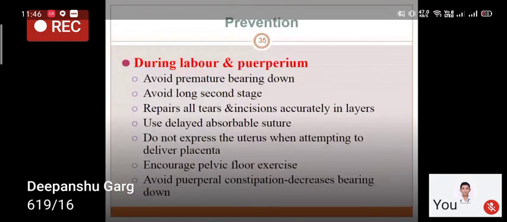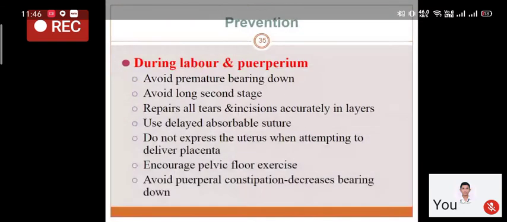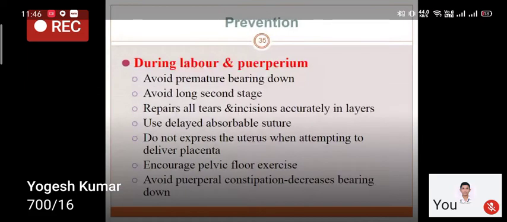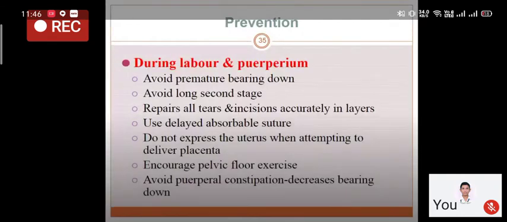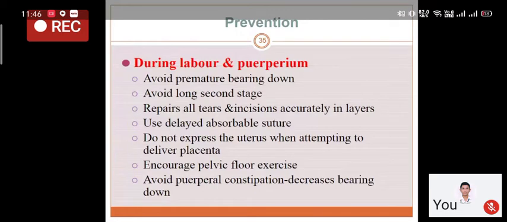Avoid puerperal constipation, decreasing bearing down. Even if there is constipation in the puerperium period, during pregnancy and puerperium constipation is a common complaint because of the increased level of progesterone hormone. Progesterone causes relaxation of all the smooth muscles. So there is a problem of constipation during pregnancy as well as puerperium. This should be avoided, and even if it happens, the patient should not bear down during constipation.